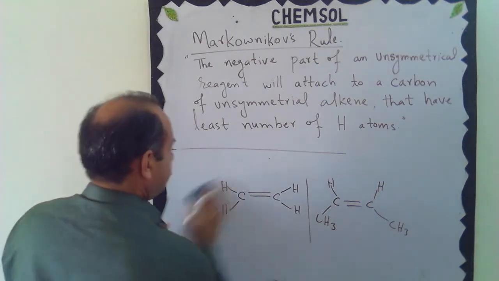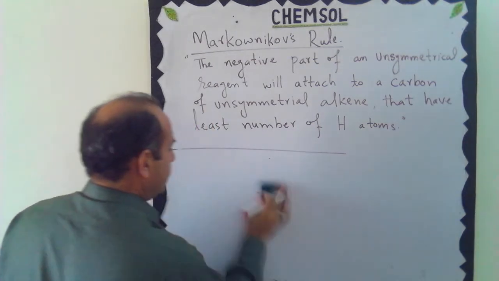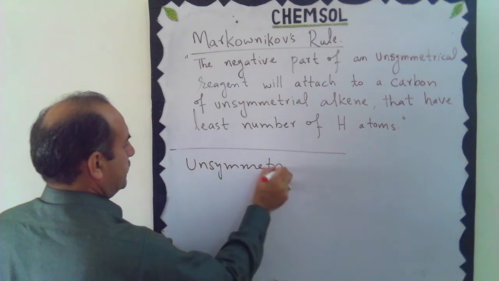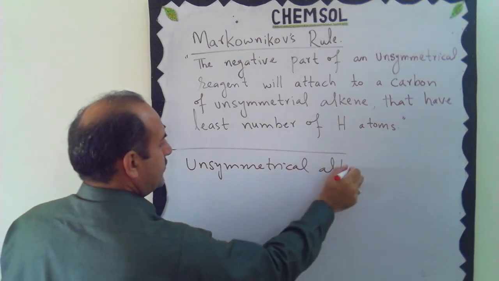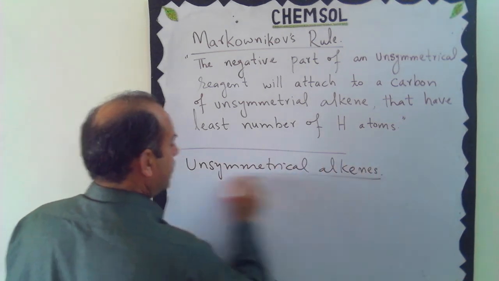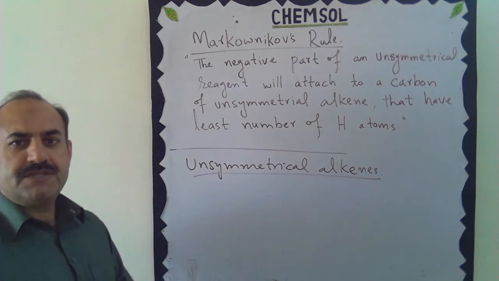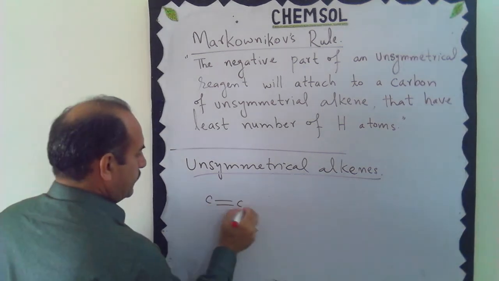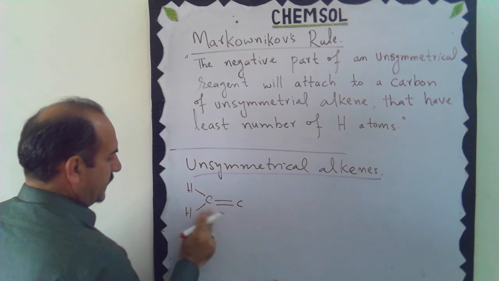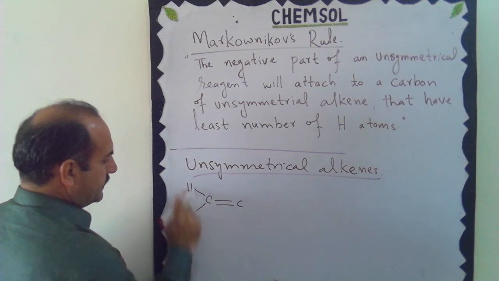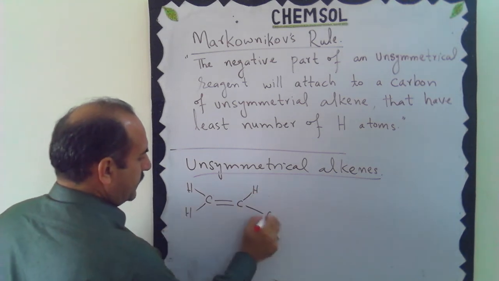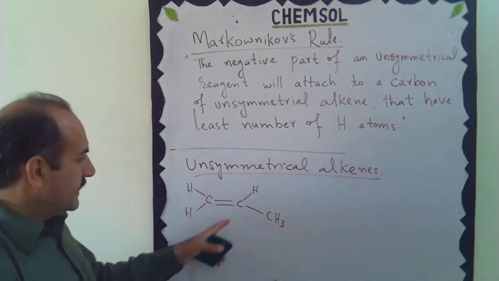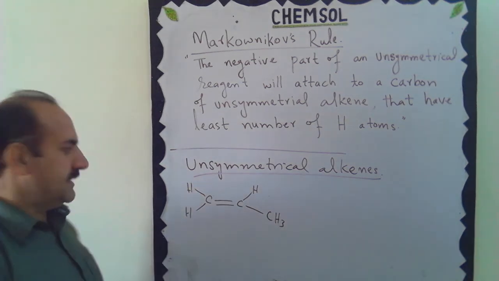Another kind of alkenes is unsymmetrical alkenes. These are alkenes where the number of hydrogen atoms on both carbon atoms is different. For example, we have this alkene where the number of hydrogen atoms attached on this carbon is equal to 2, while the number of hydrogen atoms attached on this carbon is only 1. This is an unsymmetrical alkene.